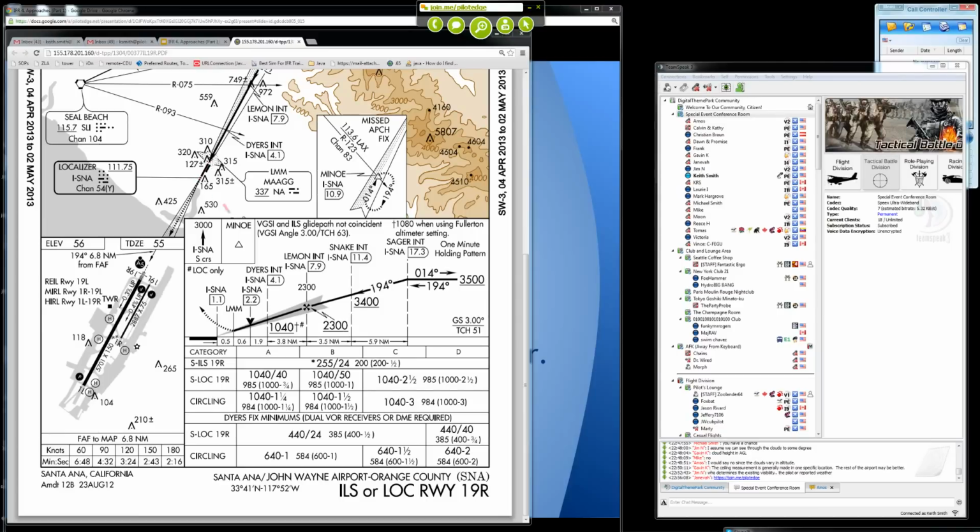So we didn't cancel IFR and do a VFR traffic pattern, but we also didn't shoot the ILS 19 right all the way down to 19 right, and that's what circling is all about. It's not the most fun maneuver. It can be pretty treacherous if you're not really comfortable with it. It's also very tricky at night.